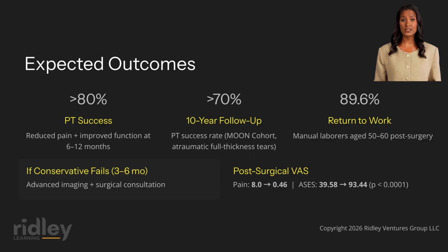If symptoms persist despite 3 to 6 months of optimized conservative management, advanced imaging and surgical consultation would be indicated, with the understanding that even after arthroscopic repair, 90% of manual laborers aged 50 to 60 return to manual labor, with visual analog scale pain decreasing from 8.0 to 0.46 and ASES scores improving from 39.6 to 93.4.